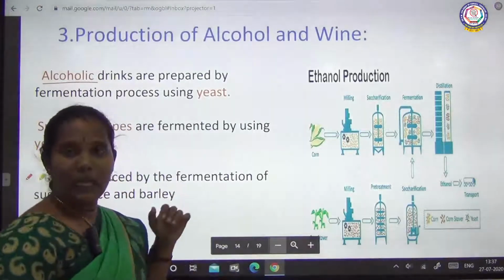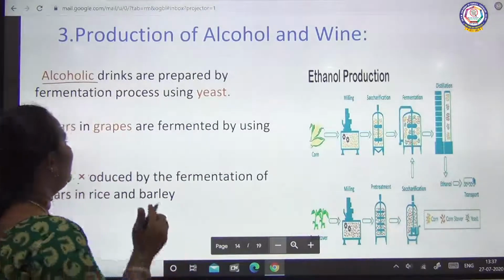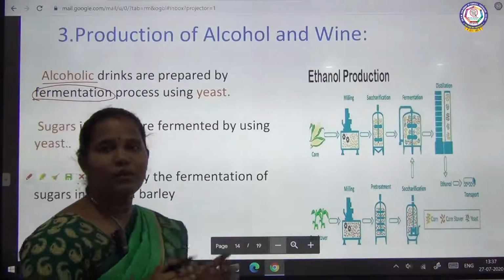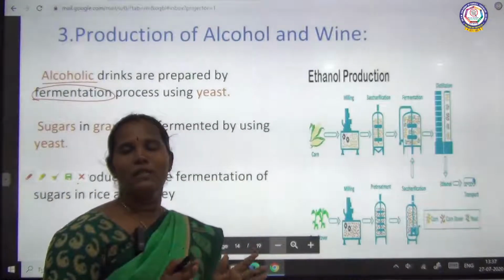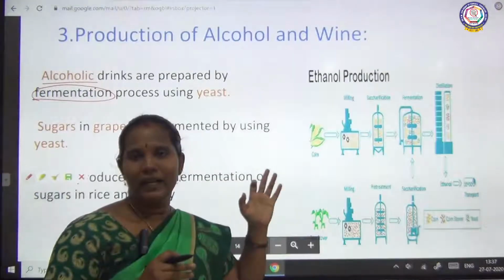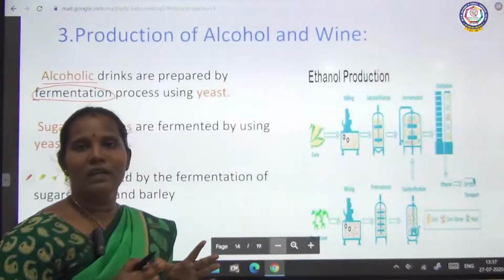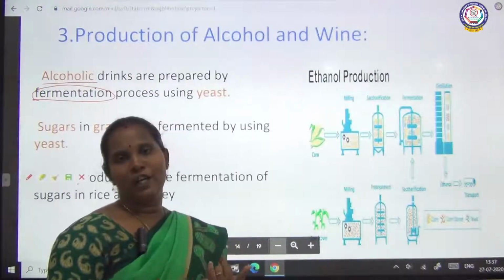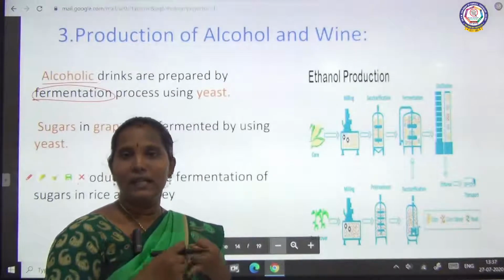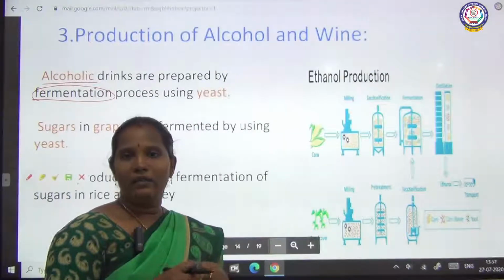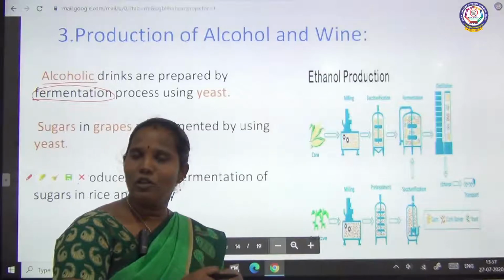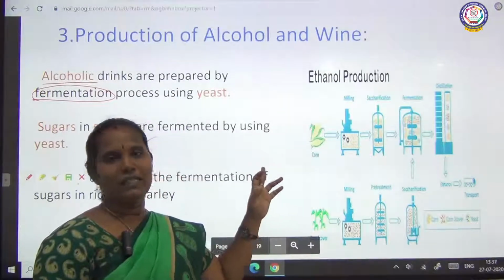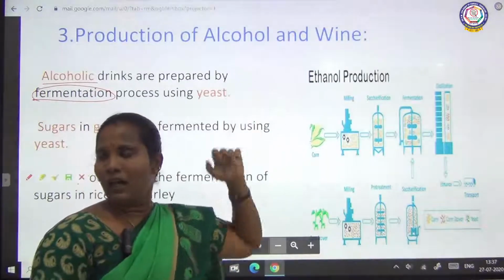So how are these alcohols prepared? By the process of fermentation. We know very well the fermentation process is already used in the making of bread. Bread making is a fermentation process. Curd making is a fermentation, and the idli dosa batter is also one of the fermentation processes. So the same fermentation process is used to prepare alcohol also.